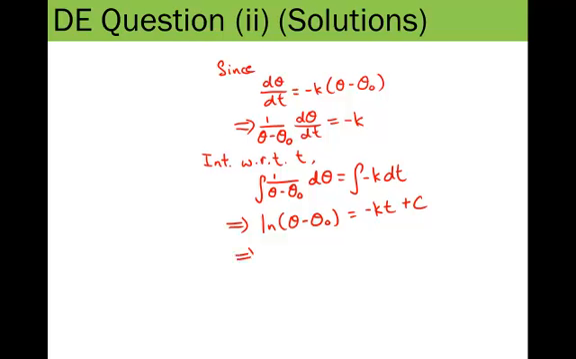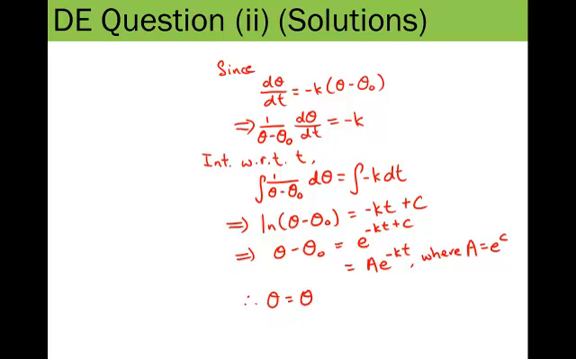And then this implies that theta minus theta naught is equals to e to the power minus kt plus c, which is equals to a times e to the power of negative kt, where my a is equals to e to the power of c. So therefore, my theta can be expressed in the form of theta naught plus a e to the power minus kt, shown.